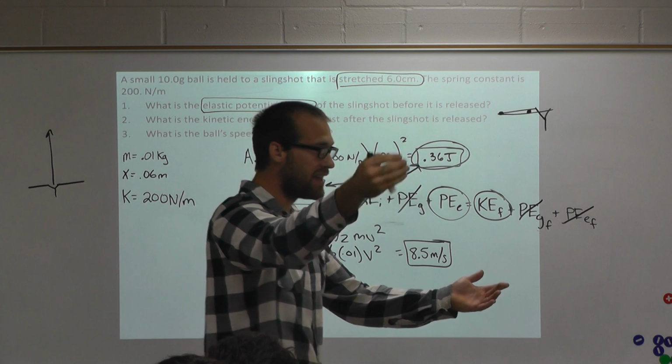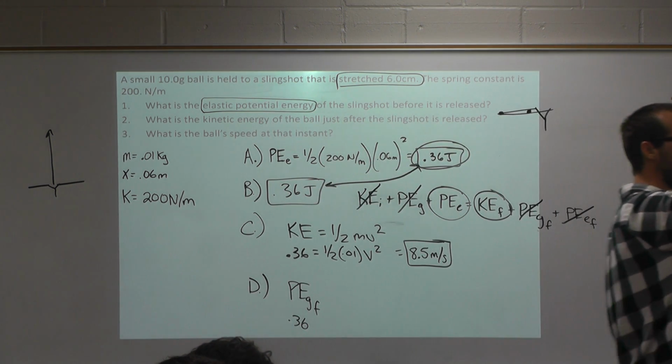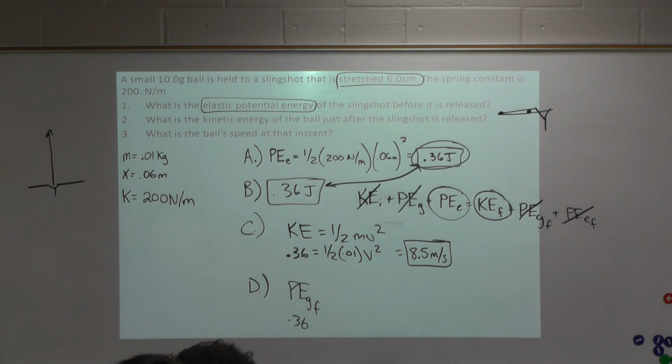Everybody hear what I just said? At the top of the peak, when you shoot some rock up in the air, its kinetic energy should be 0 because its velocity is 0. So when it comes back down, it gets transferred into kinetic energy. Yeah, right before it hits the ground, its kinetic energy should be 0.36.